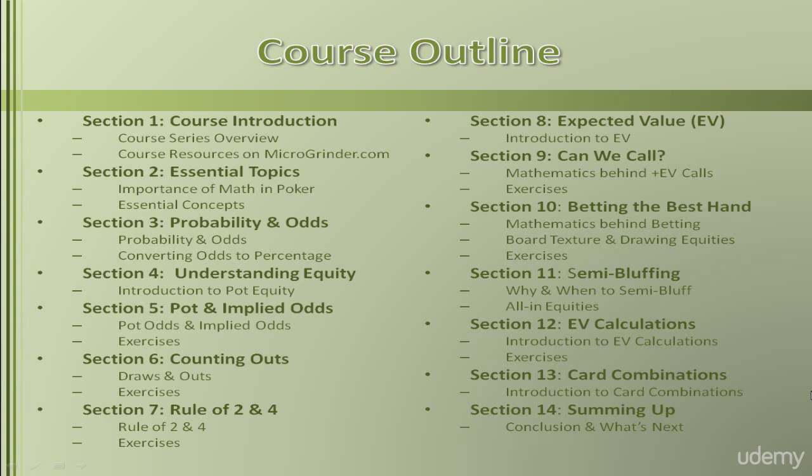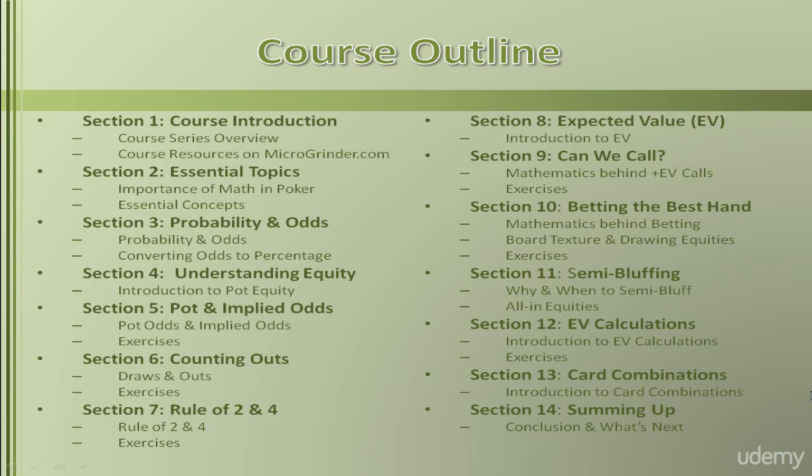And then lastly, we're going to be talking about our conclusion. So we'll be summing up the course. I'll be talking about everything that we covered in the course and what you should have learned, and hopefully what you've taken to the poker table to improve your game. And then we'll talk about what's next. So where should you go from here?